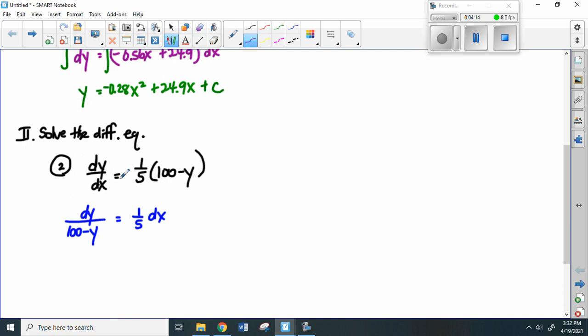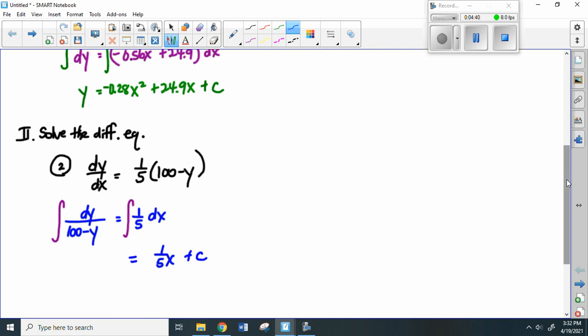And now you're ready to integrate, okay? So you do have to integrate both sides, and you're integrating the left with respect to y, and you're integrating the right with respect to x. So you do have to pay attention to little details like that. And the right is easier, and when you add c, you only add it to one side, and it is usually the x side.